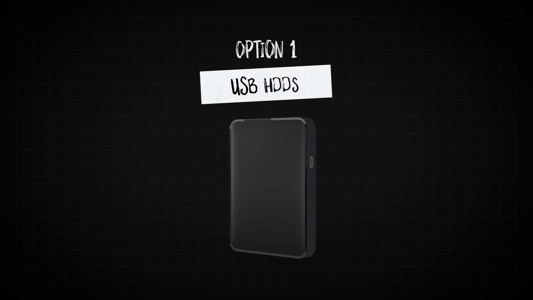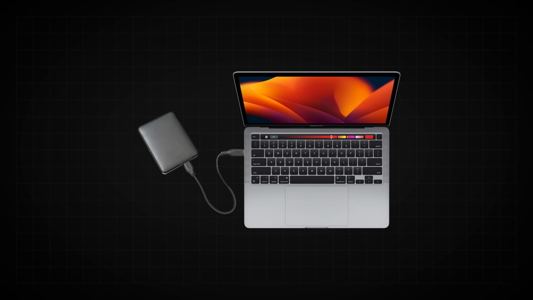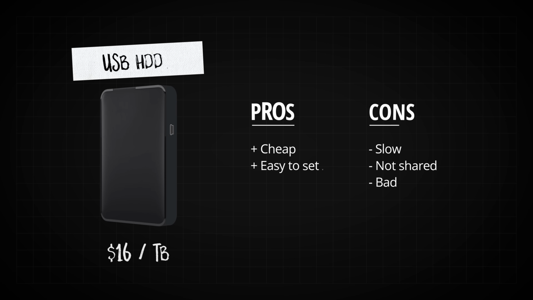Let's talk about the different options available. Option 1. Most editors start out with USB hard drives. They're cheap, but they do offer kind of poor performance. There's no automated backup, and they can only be accessed by one person at a time, and they're also time intensive to manage. The cost of these, though, is cheap, like I said, at around $16 a terabyte.